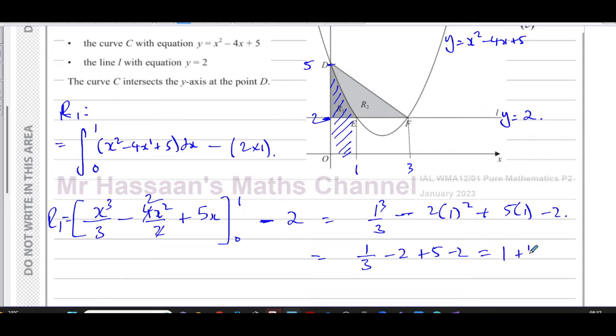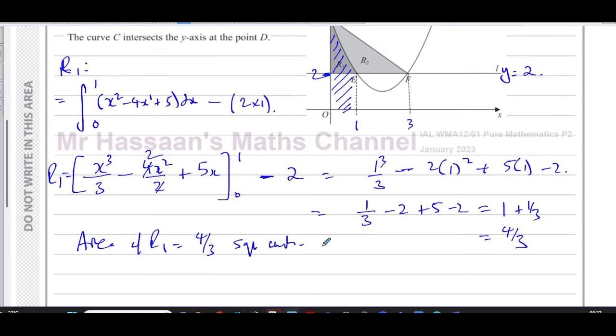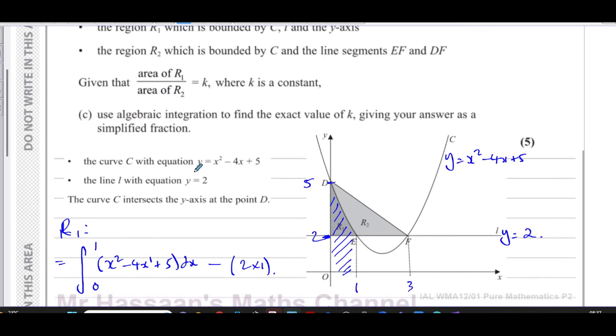So you have 1 plus a third, which is 3 over 3 plus 1 over 3, which is 4 over 3. So we can say the area of R1 is equal to 4 over 3 square units. Okay, so there's the answer to part 2 for R1. That's part of our answer. That's going to be the numerator of the fraction that we're going to use.